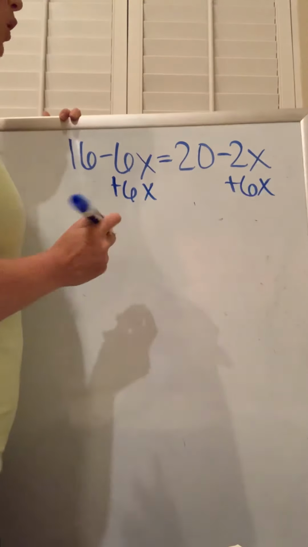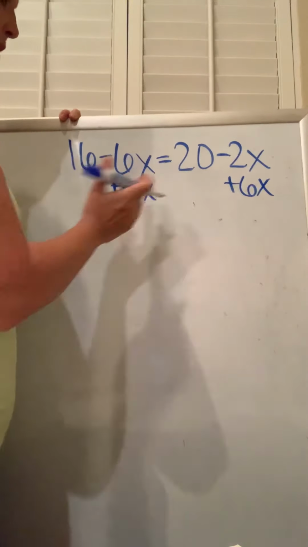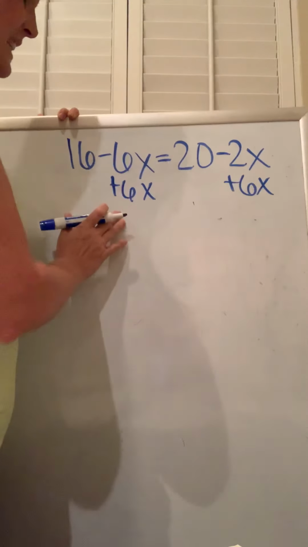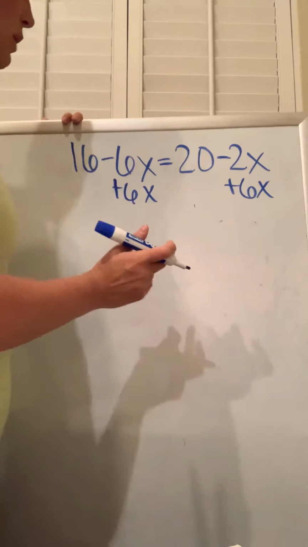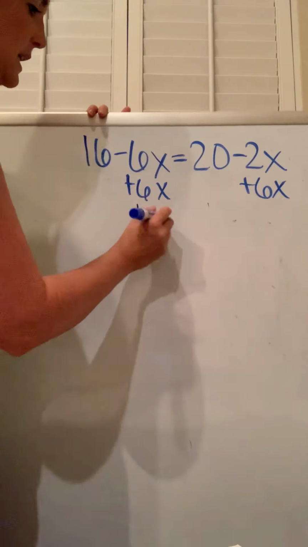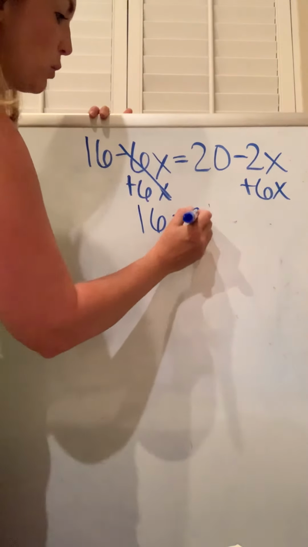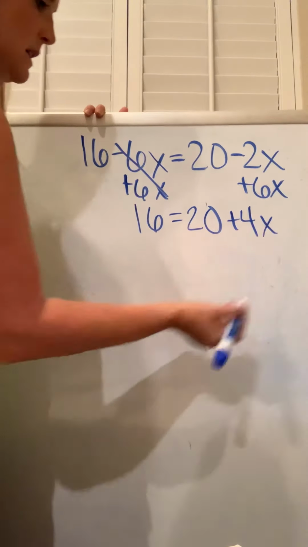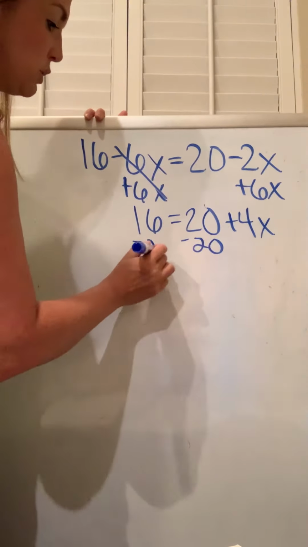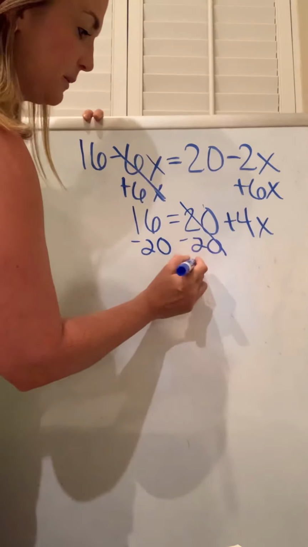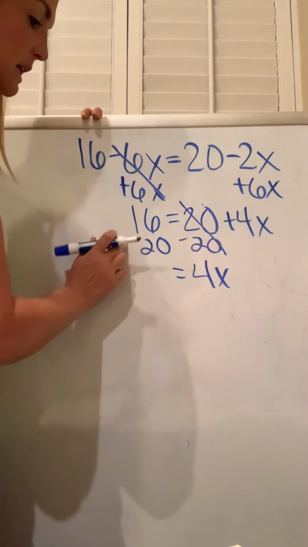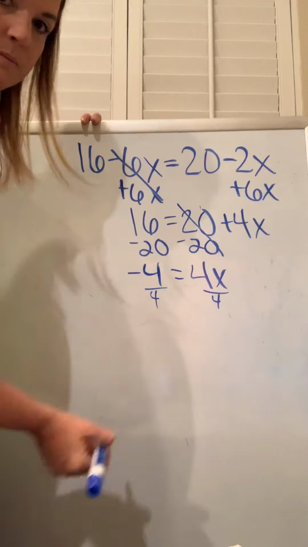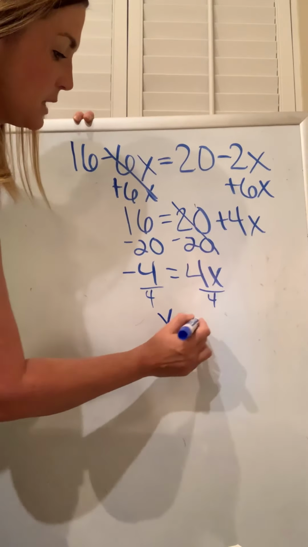Now, could you have added 2x and brought it over here? Yes. You can do that, okay? Doesn't matter, but by adding the 6x here and adding it over here, I'm gonna be working with positives now. So I get 16, because these cancel out, equals 20 -2 plus 6 is positive 4x. Subtract 20. It's a two-step equation. Variable by itself, 4x. 16 minus 20 is -4. We divide both sides by 4. So we know that x equals -1.